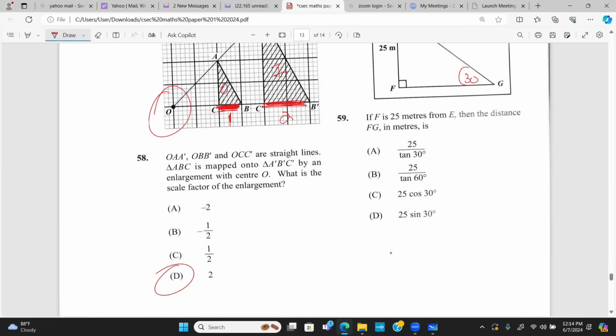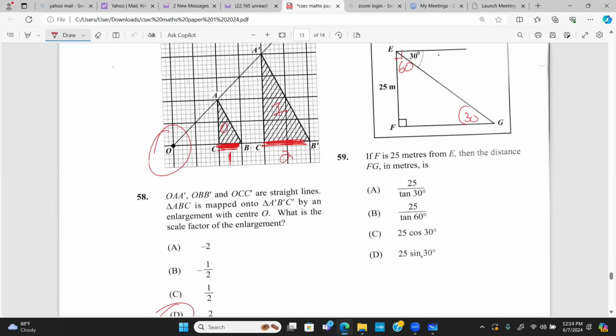If F is 25 meters tall, 25 meters from E, then the distance FG. So if I'm using this 30, FG, the tower, I'm going to say the tangent of 30 is equal to opposite, which is 25, over FG. All right. So opposite over adjacent. So that means FG is 25 over tan of 30. If that is there, I'm done. It is at A. That means we're done. All right. So moving on to the next question.